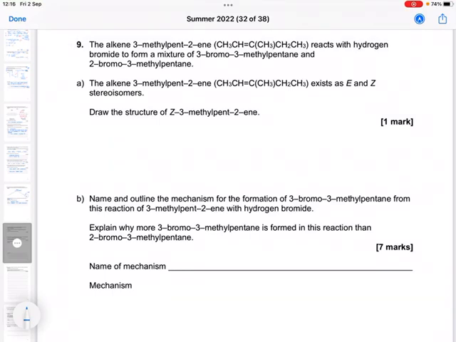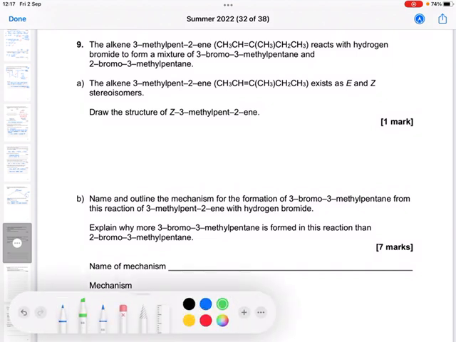The alkene 3-methyl-pent-2-ene reacts with hydrogen bromide to form a mixture of 3-bromo-3-methyl-pentane and 2-bromo-3-methyl-pentane. The alkene 3-methyl-pent-2-ene exists in E and Z stereoisomers. So draw the structure. Right, let's get the highlighter on first.